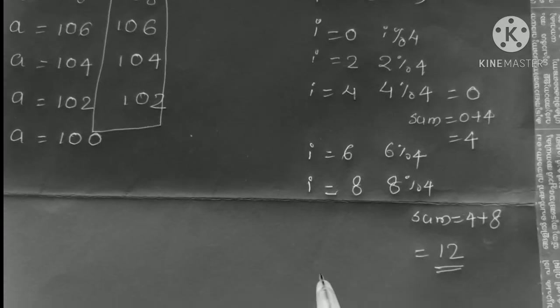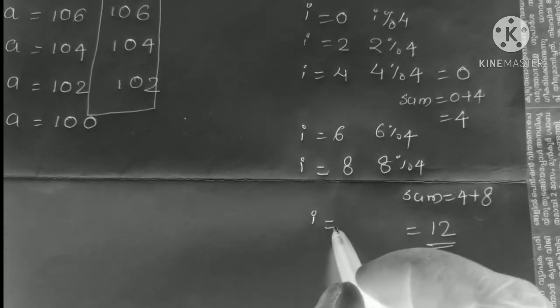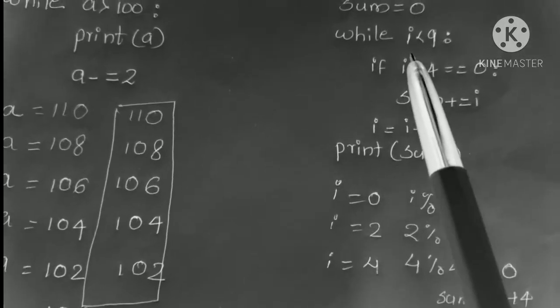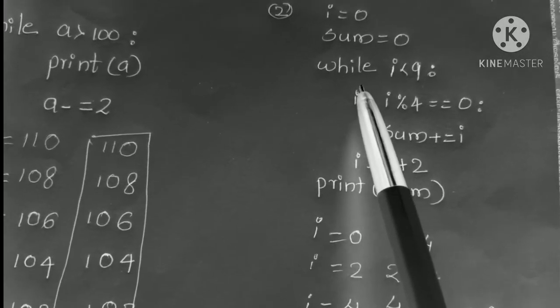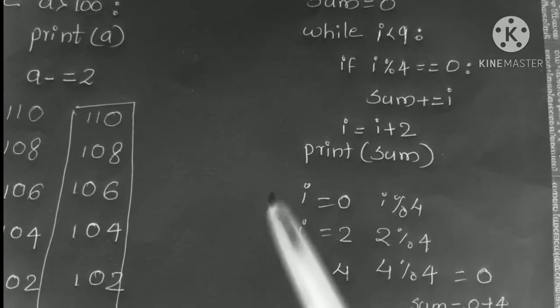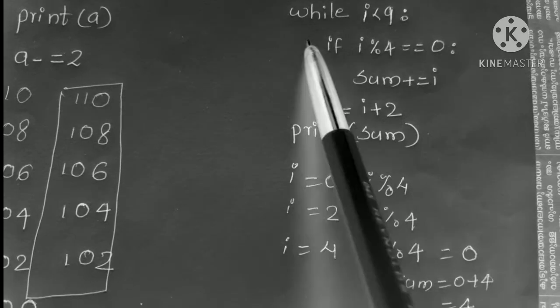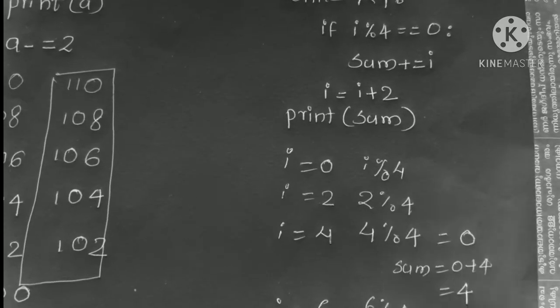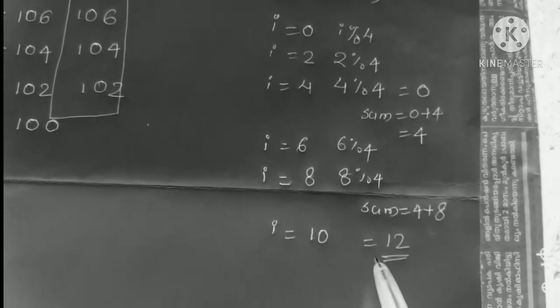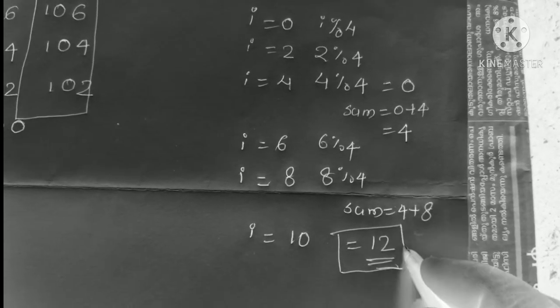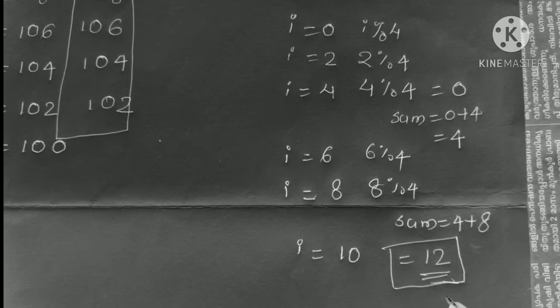See, on next iteration, I is equal to 10. When I is equal to 10, in our program our initial checking is while I less than 9, the condition is not satisfied. When the condition is not satisfied, then it will print the sum. So it will print the value 12. So 12 is our answer. Clear, children?